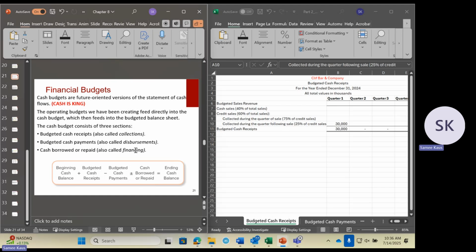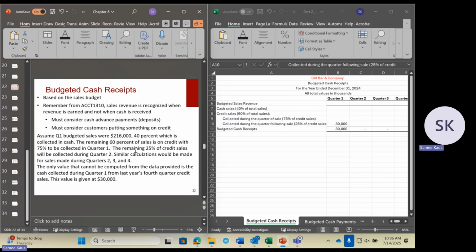All right. So remember, we're hanging out with Cliff Bar, and we are going to build out their budgeted cash receipts. So how much cash is Cliff going to be bringing in during the year? Our cash receipts are going to be based off of our sales revenue. And that should make sense, because the amount of cash that I'm receiving from the general operations of my company is going to be heavily tied to the amount of products I am selling.